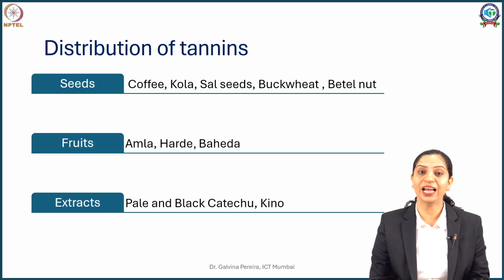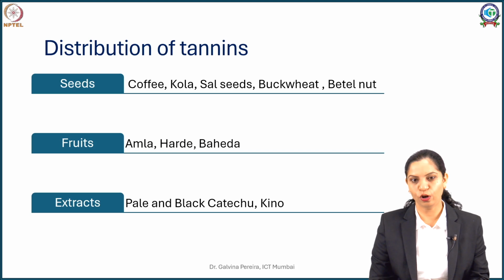In fruits, we have amla, which is your Indian gooseberry. We have harda and behda. All three of these fruits put together come in an Ayurvedic formulation. We call it Triphala Churna. Triphala means three fruits. The three fruits of Triphala are your amla, harda and behda, which are rich in tannins, which are used to treat GI disorders.